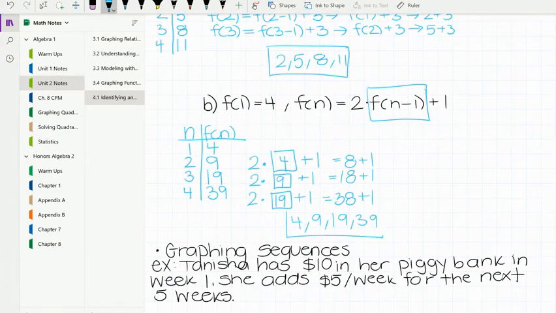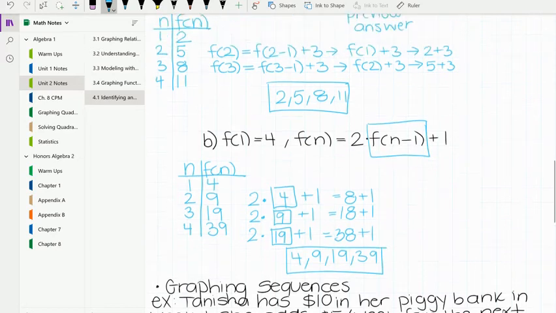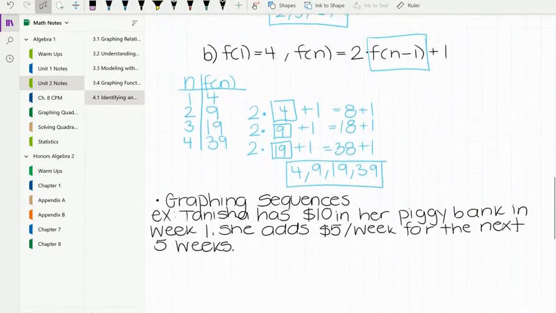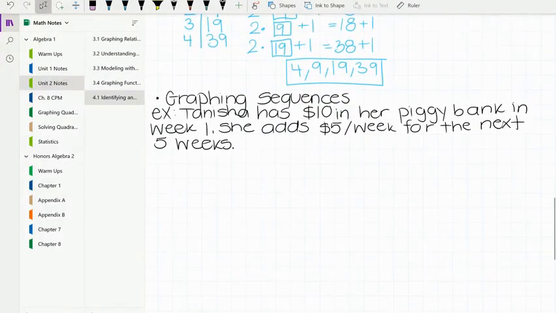So again, you can absolutely plug in and do the whole f of 1, but personally, I think the second way that we did it is much easier. Okay, the last topic is graphing sequences. So we have Tanisha has $10 in her piggy bank in week 1, and she adds $5 for the next 5 weeks. So the first thing that we should do is set up a table with this information.